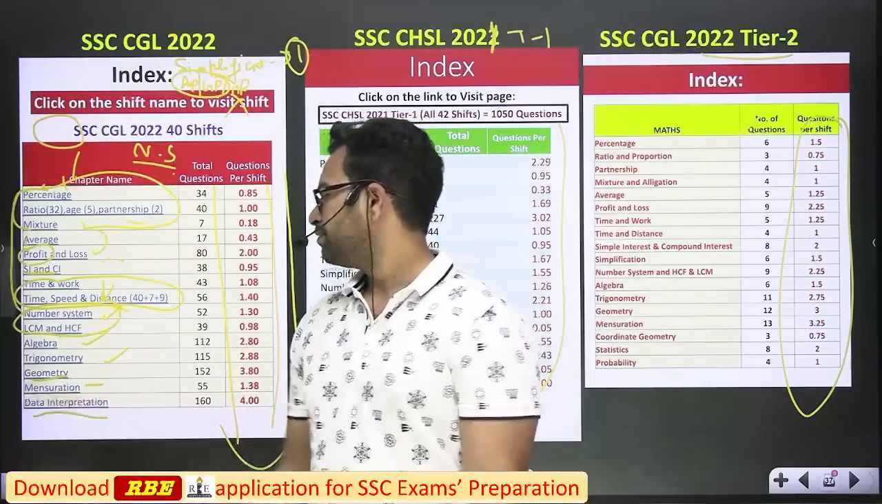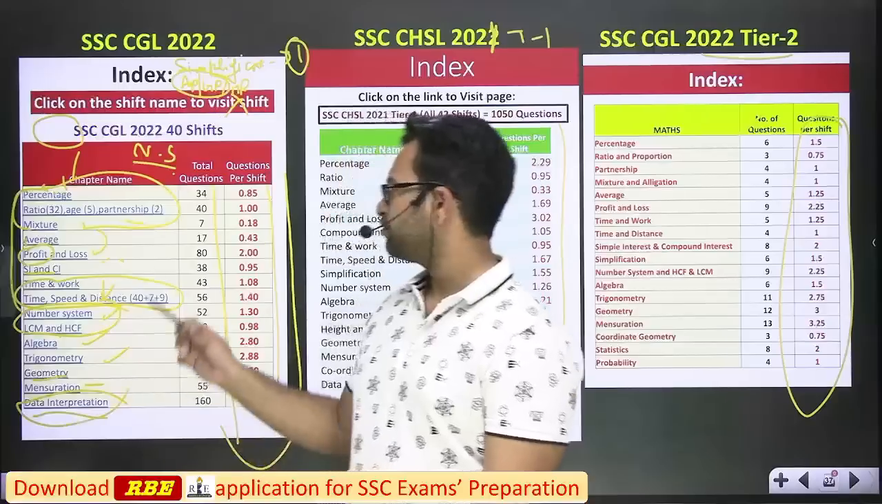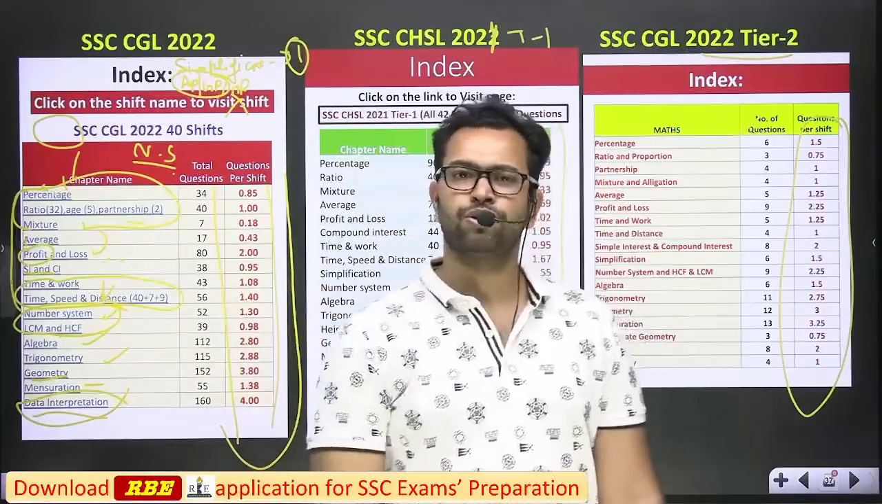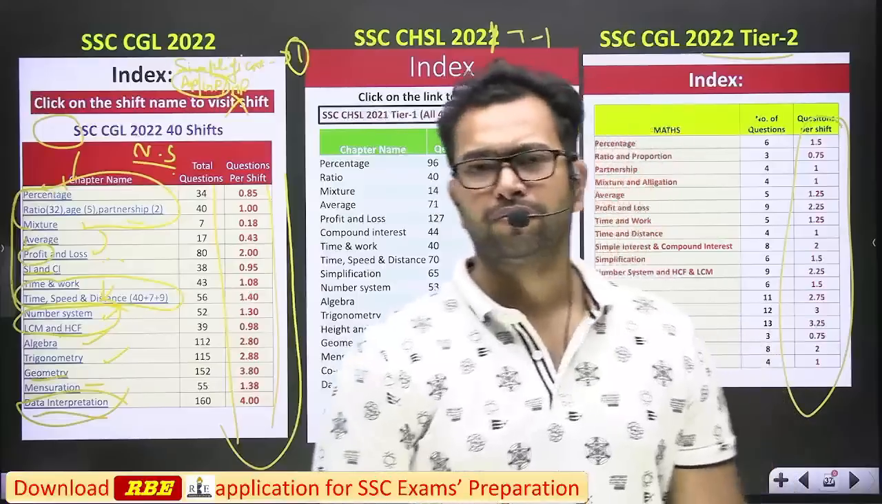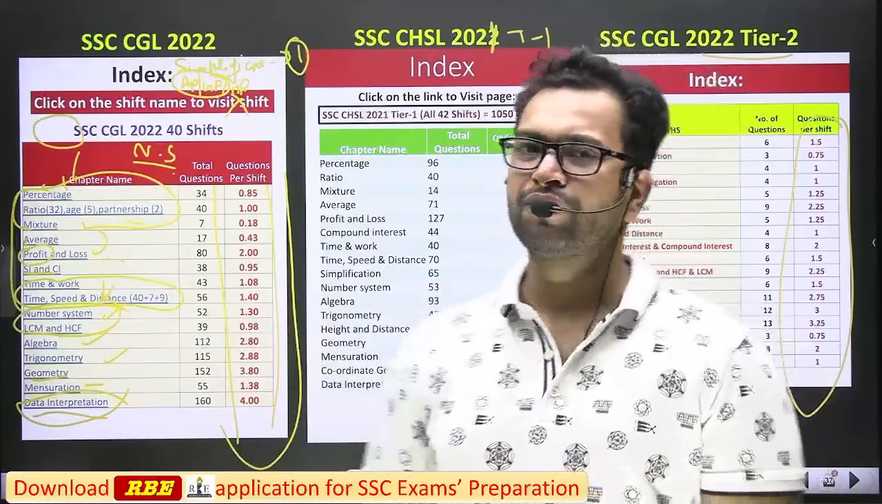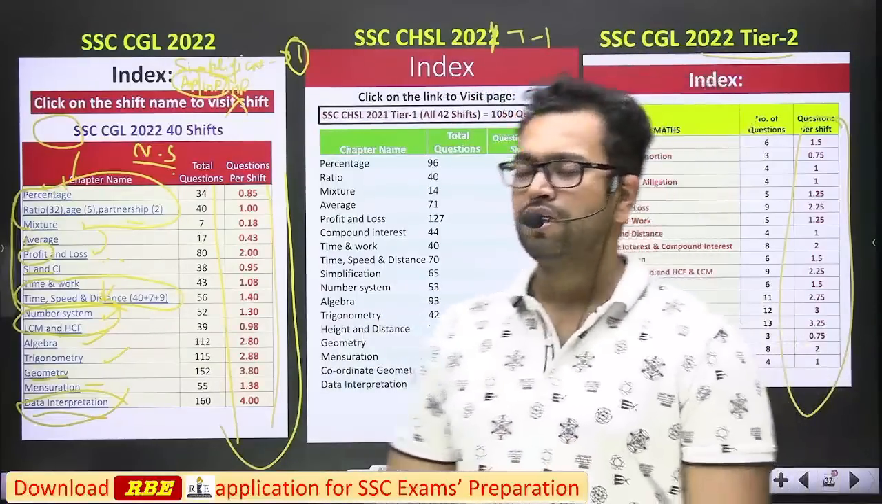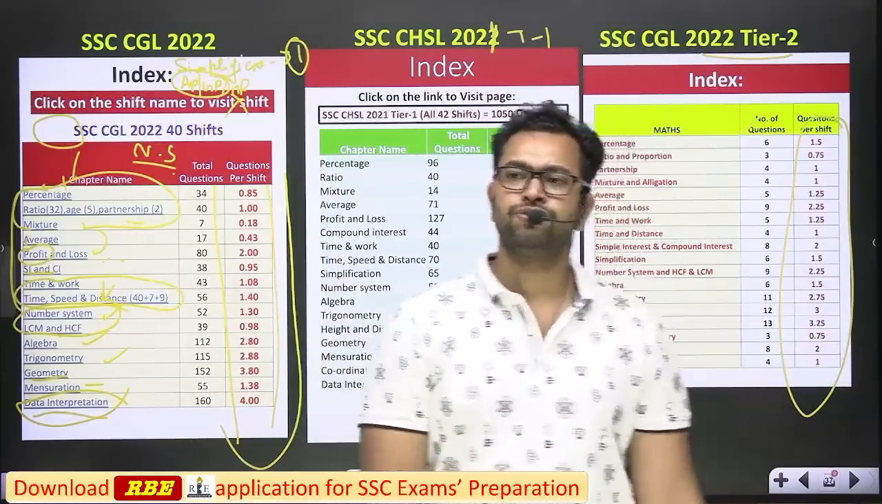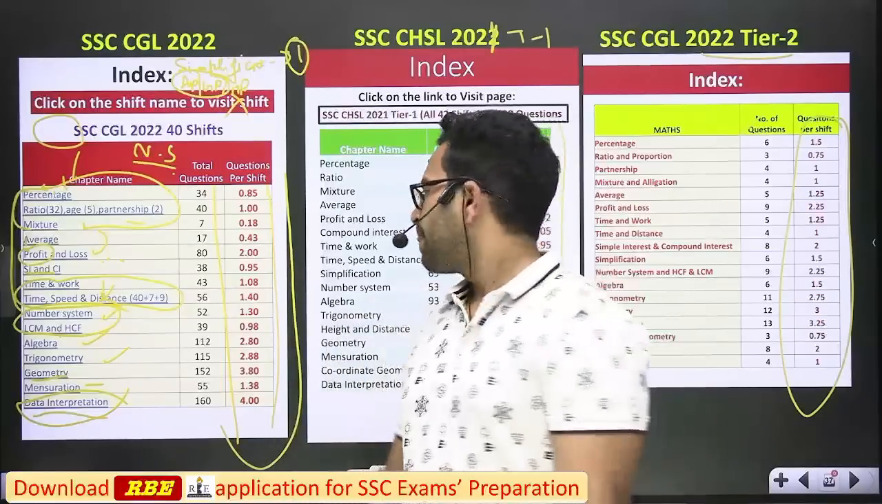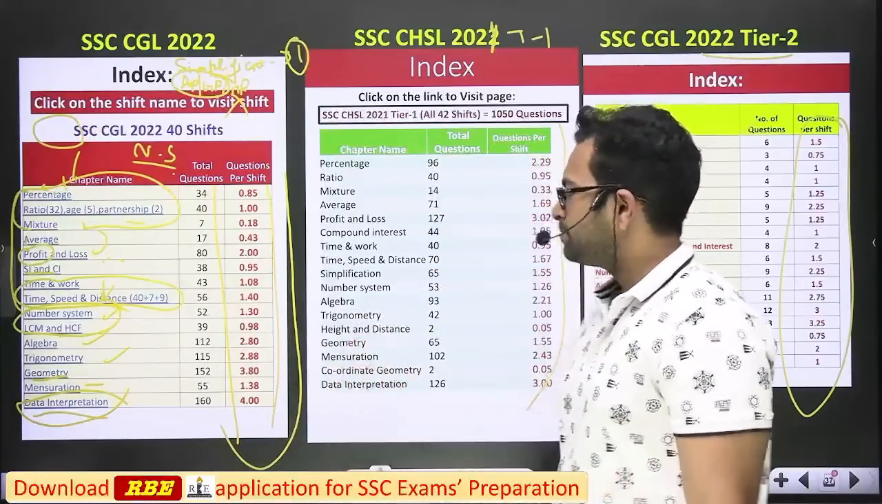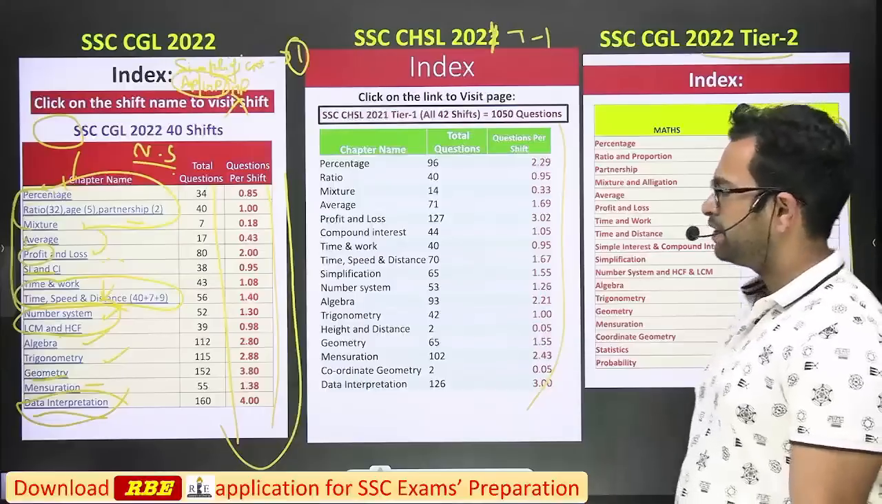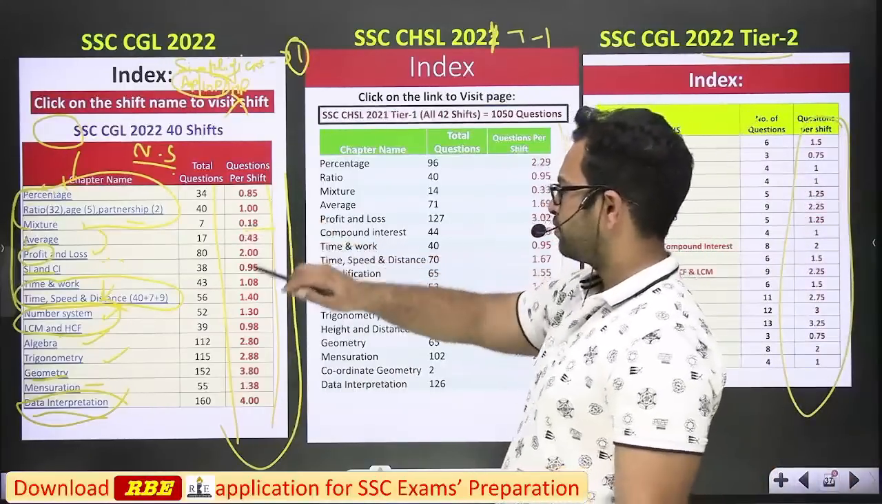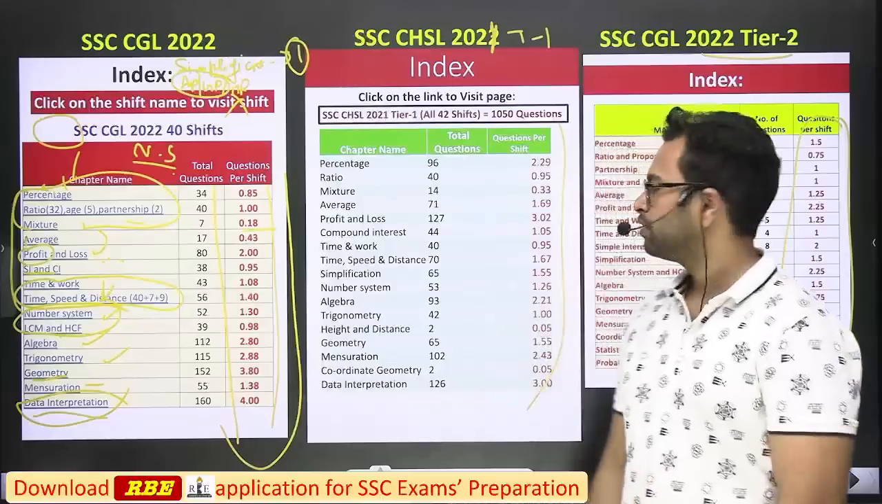And DI is nothing. If you have done percentage and ratio, you can do all the questions of data interpretation. And if you have covered average, then it will be easy for you to do statistics as well. So this is how it goes. Data interpretation you can cover here or at the end, it's up to you.